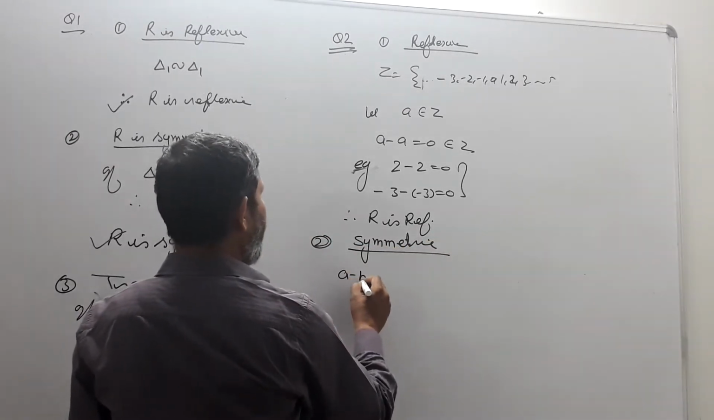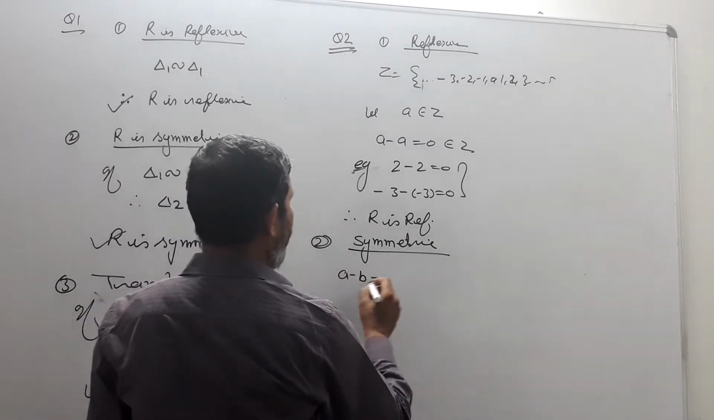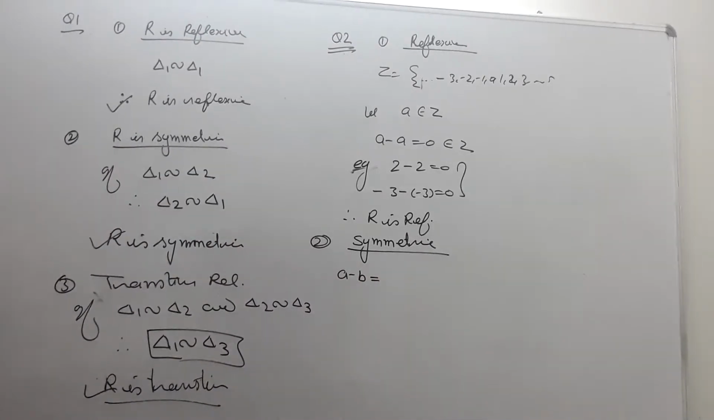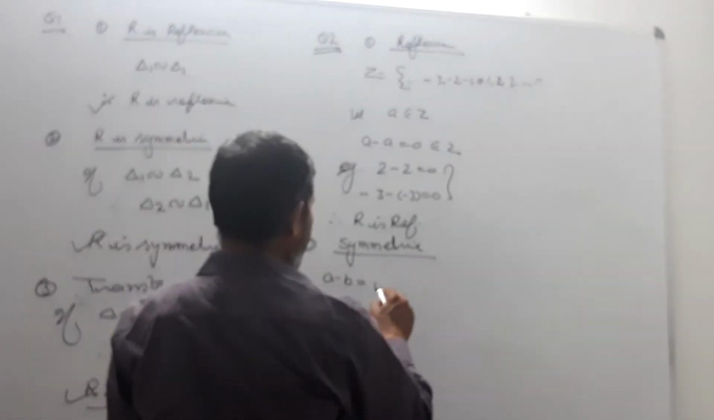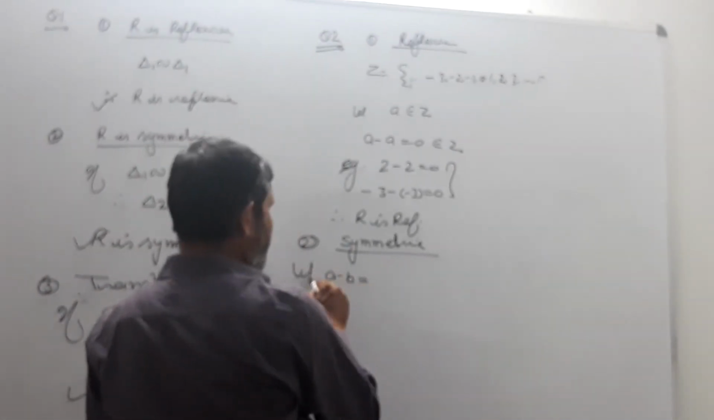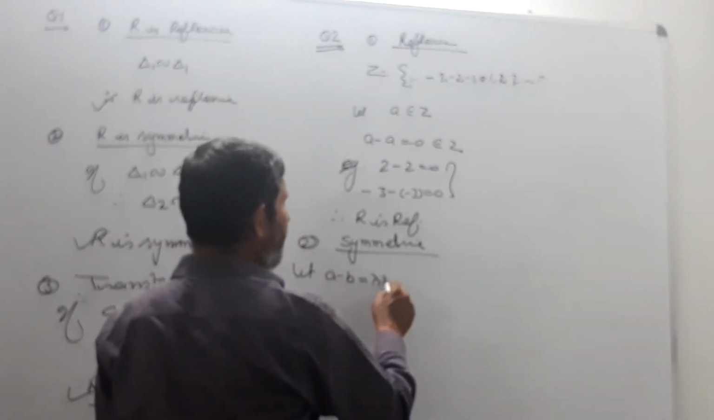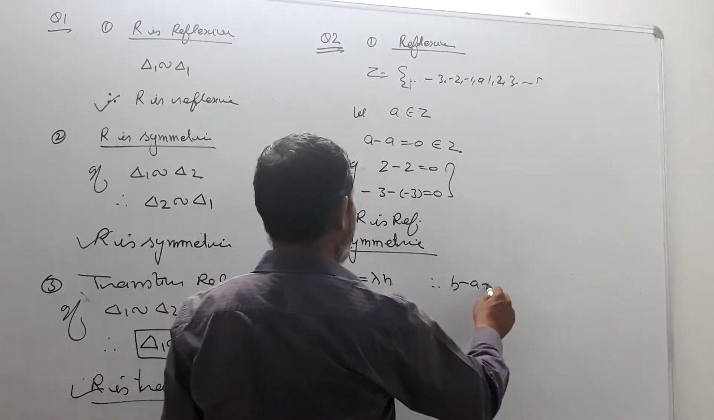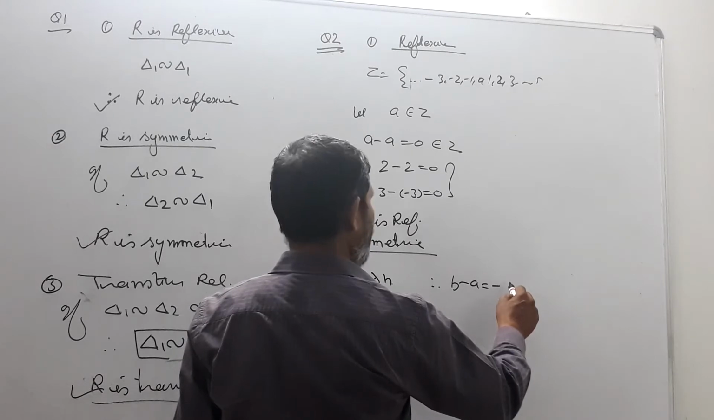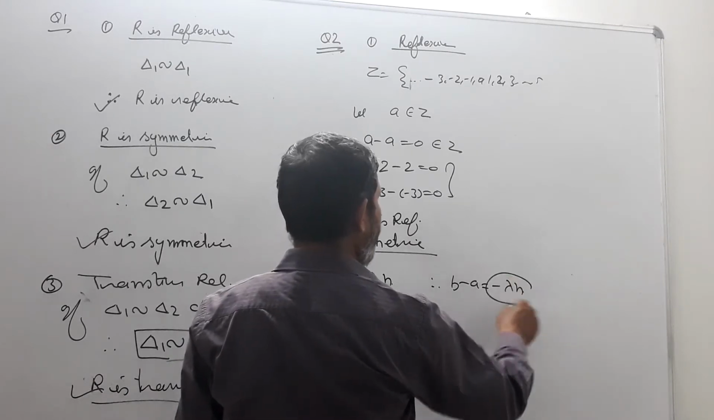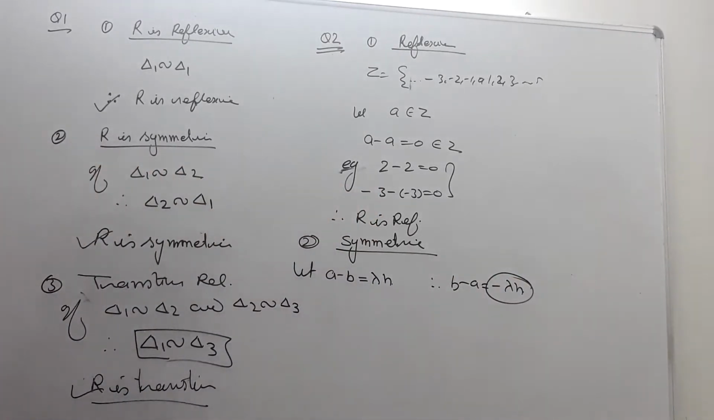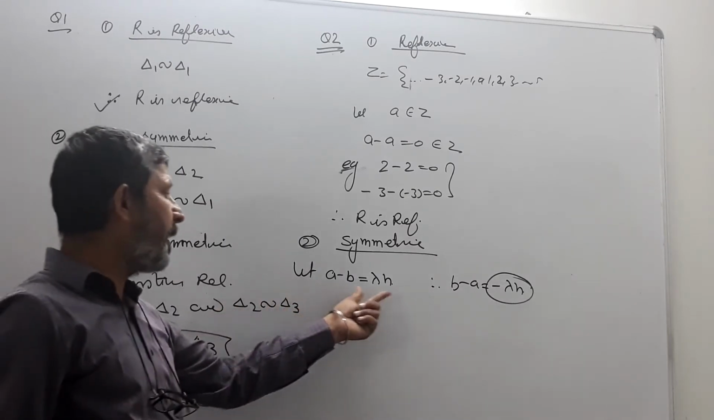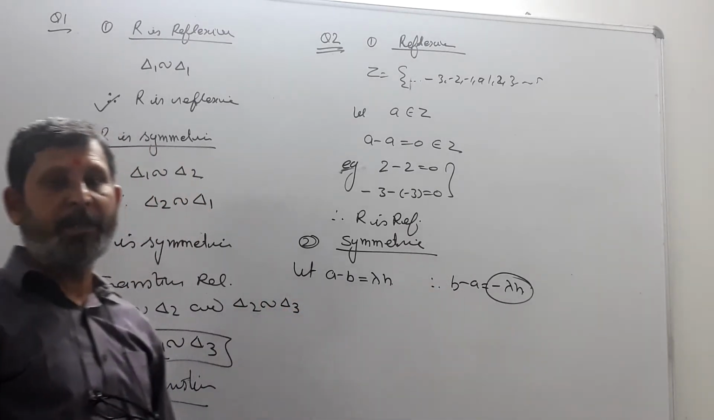Second part, for symmetric. If A minus B is divisible by n, it may be written as lambda times n. Therefore, what about B minus A? It is written as minus lambda times n, which is also divisible by n. If A minus B is divisible by n, then B minus A is also divisible by n.